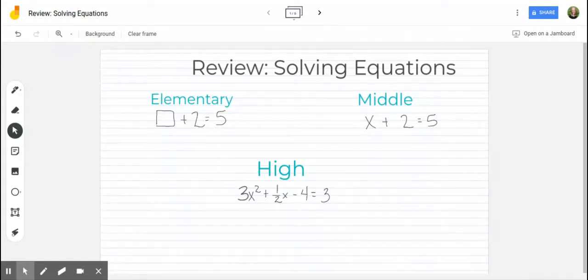Howdy, this lesson is going to walk you through how to do 1 and 2 step equations.